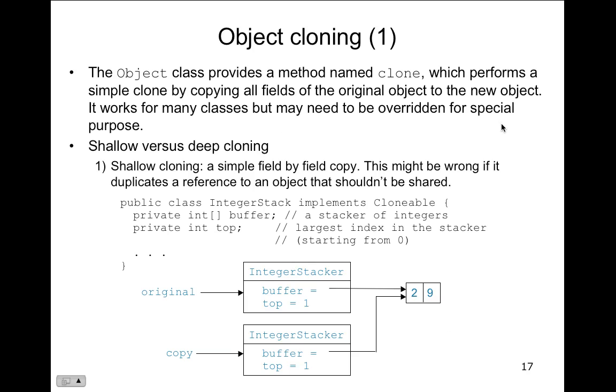Okay, let's see if I butchered this completely. Let's go through the slide, make sure I didn't miss any points. Let's see, shallow versus deep cloning. So now you know, hopefully, the concept of shallow versus deep. Shallow cloning is a simple field by field copy. So it's like a variable by variable copy.